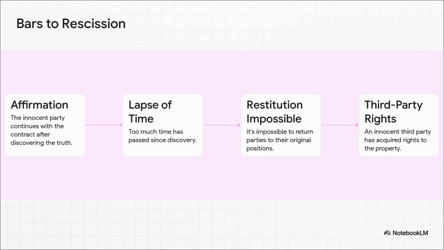Second, lapse of time. You simply wait too long to do anything about it. Third, if restitution is impossible. For example, you can't return a cake you were tricked into buying because you've already eaten it. And finally, if an innocent third party now has rights over the property, the court won't step in and take it away from them. You absolutely have to know these 4 bars for the exam.